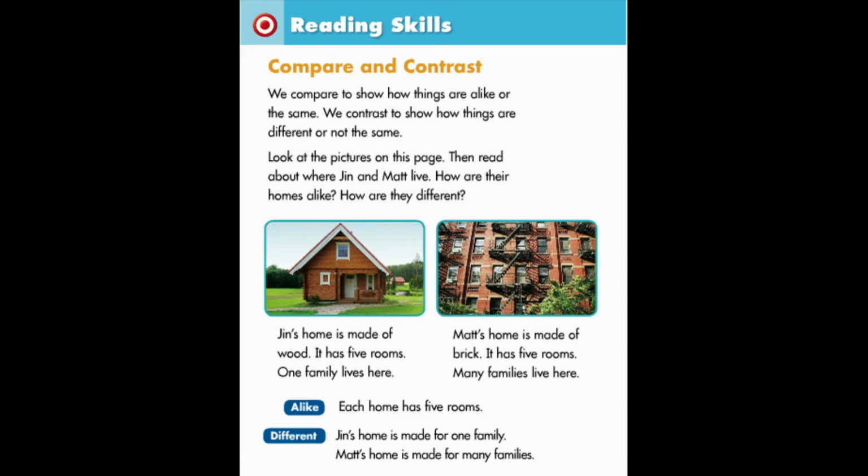Can you find another way that Jen's and Matt's homes are different? There's one more way. It's the first sentence. Jen's home is made of wood. Matt's home is made of brick. That is a second way that the homes are different.